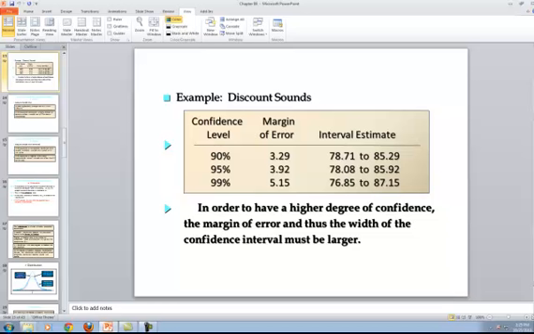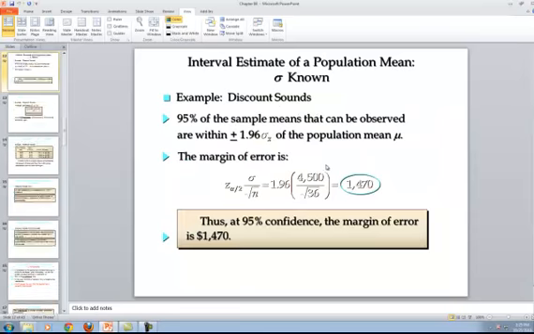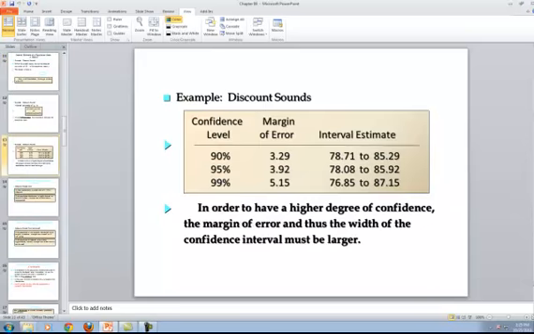As you will see, depending on the degree of confidence, the interval estimate will also change. That is because the critical z changes, and therefore, if we look back at the formula, when the critical z changes, the margin of error also changes. How would the margin of error change as the degree of confidence increases? As you will see, in order to have a higher degree of confidence, we have to have a larger margin of error or a wider interval estimate.